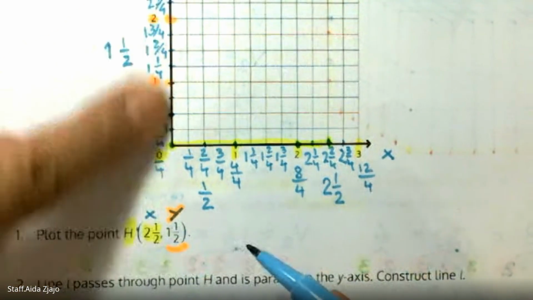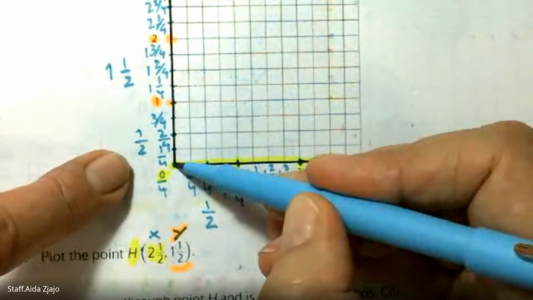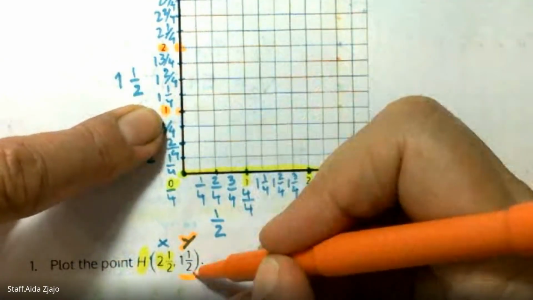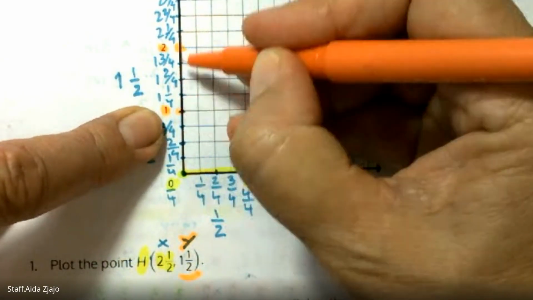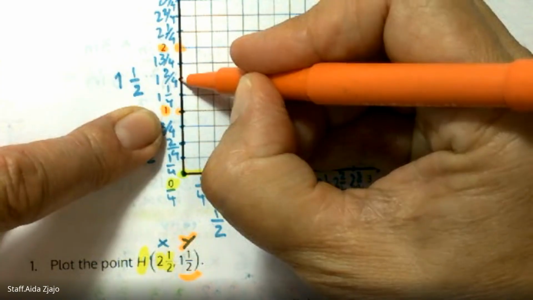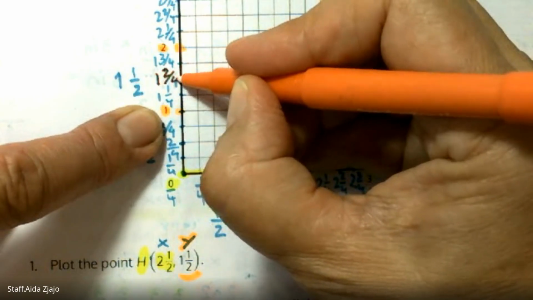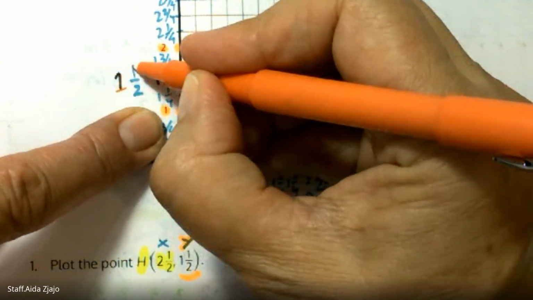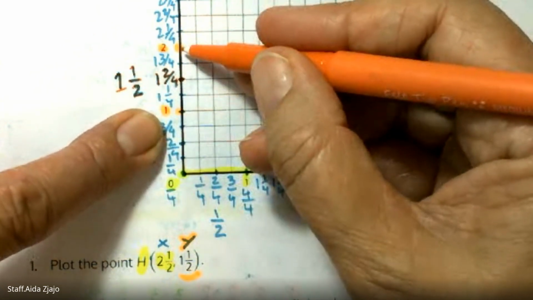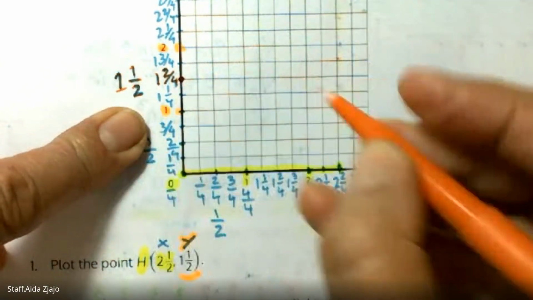Now the y is vertical, so we go 1.5. So we go from the origin all the way to 1, and then I need a half. Half in between 1 and 2 is 2/4. So half is right here. So that is 1 whole and 2/4, or 1 whole and a half. 1 whole and a half way to the 2. So I got my points right here and right here.